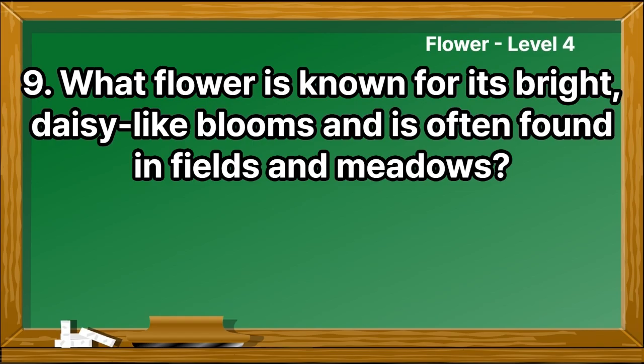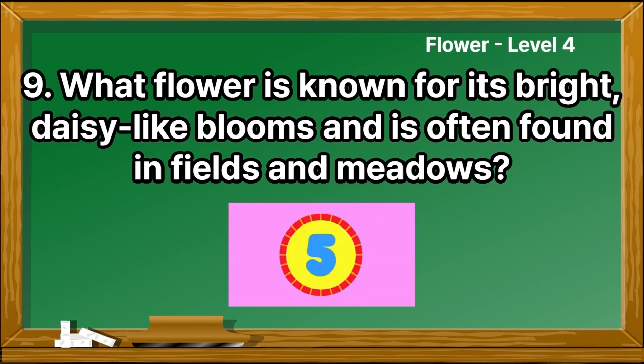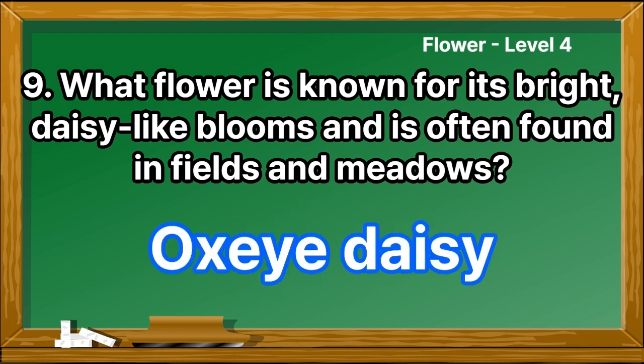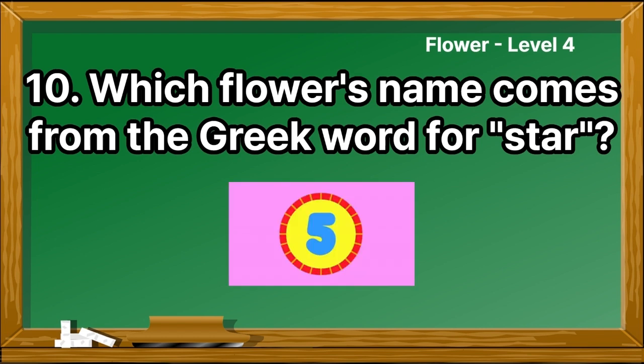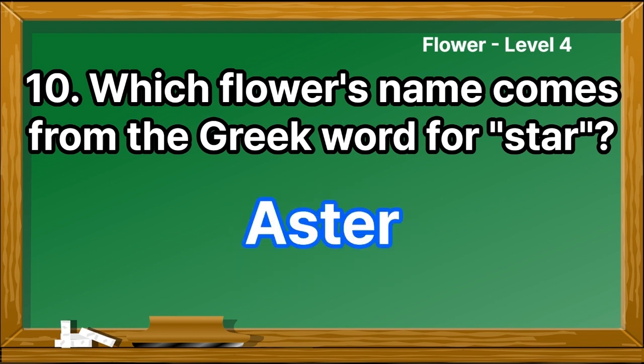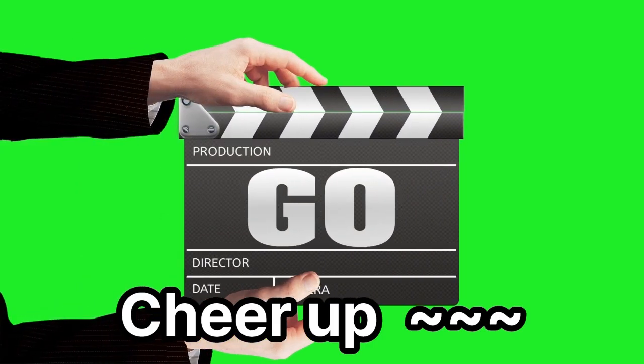What flower is known for its bright, daisy-like blooms and is often found in fields and meadows? Oxeye daisy. Which flower's name comes from the Greek word for star? Aster. Cheer up.